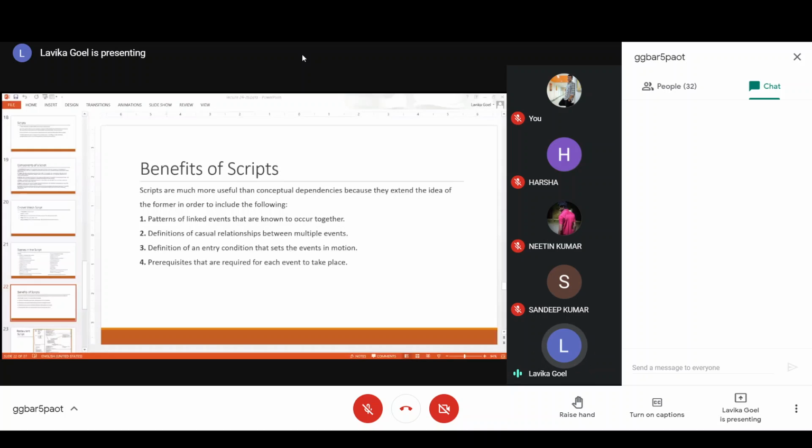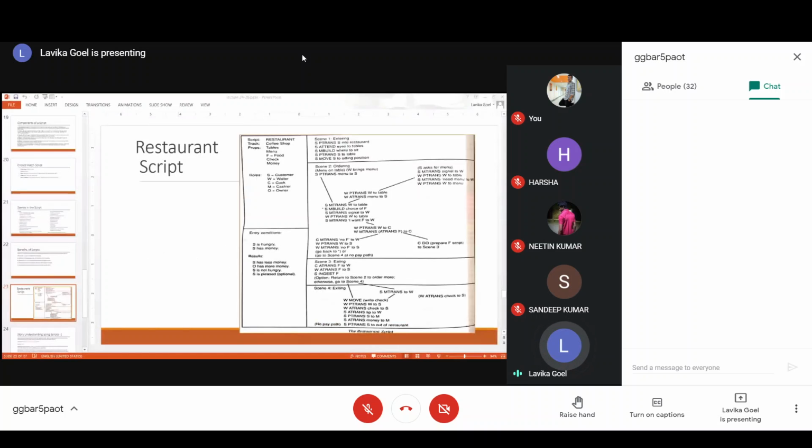Then you have some people involved in the script. The people involved in the script would be customer, waiter, cook, cashier, and then finally the owner of the restaurant. So we have named them, we have symbolized them. Customer is S, waiter is W, cook is C, cashier is M, and owner is O.